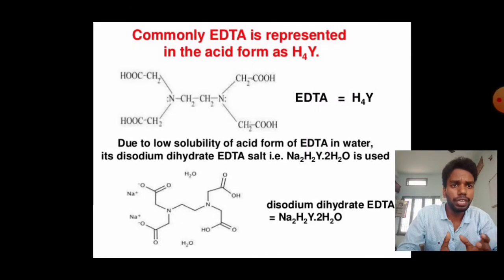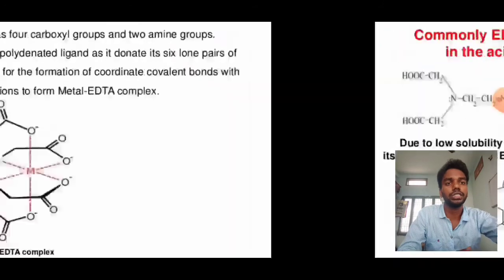Now, different forms of EDTA. The pure form, ethylene diamine tetraacetic acid, has low solubility. It is insoluble in water because organic compounds are insoluble in water. But if you have the disodium salt, where 2 hydrogens are replaced by 2 sodiums, that is the disodium salt of EDTA. That is more used, that is soluble in water. So that one is used for our titration.